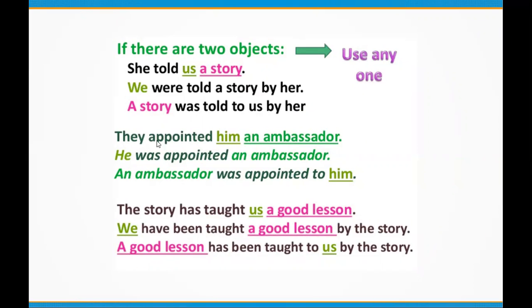Next question. They appointed him an ambassador. He was appointed an ambassador. An ambassador was appointed to him. Next question. The story has taught us a good lesson. We have been taught a good lesson by the story. A good lesson has been taught to us by the story. So if there are two objects, we have to use any one of the objects.